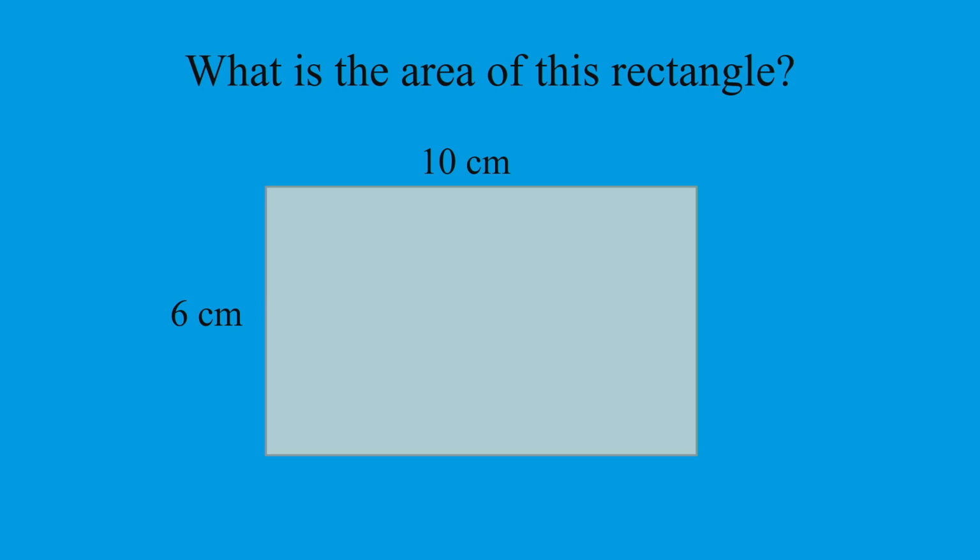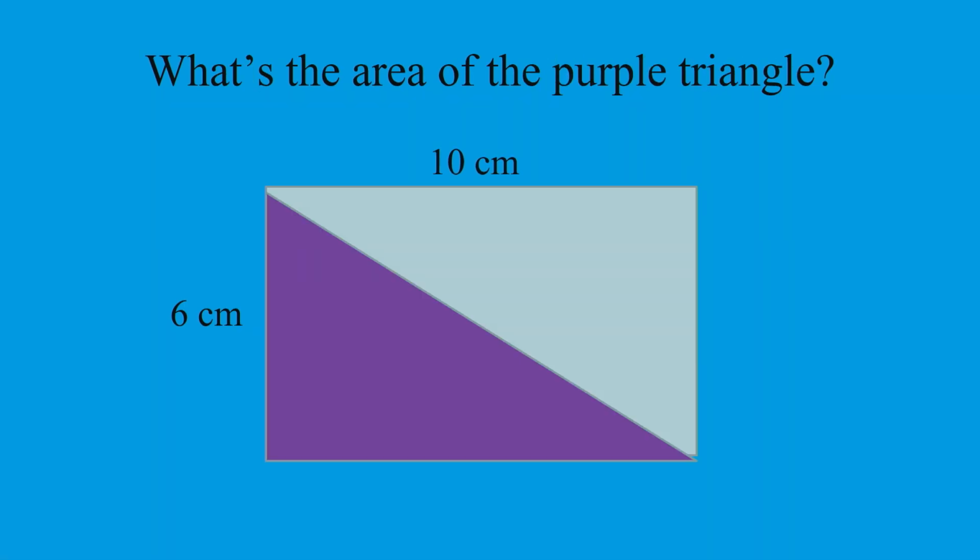Now consider the rectangle shown in this slide. What is its area? 60 centimeters squared. You got it right. If you have noticed, you will see that the rectangle has been divided into 2 equal parts by the diagonal line. The area is 30 centimeters squared.